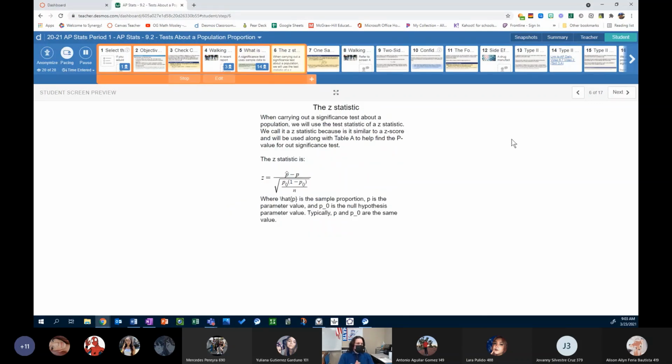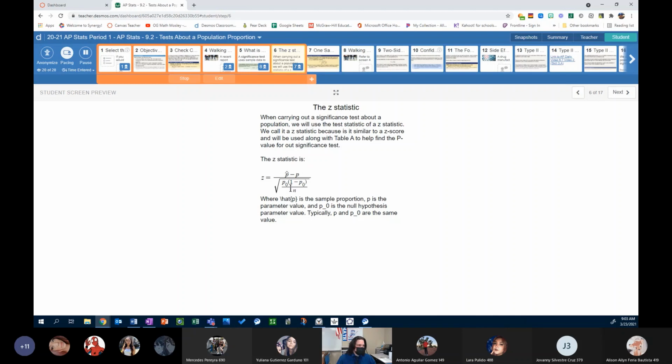Okay, so then the next thing is the Z statistic. Very similar again to the Z score that we've used with normal distributions, our standardized score. When carrying out a significance test about a population proportion, we use the test statistic of a Z statistic. We call it a Z statistic because it is similar to a Z score, and it will be used along with Table A to help find the p-value for our significance test.